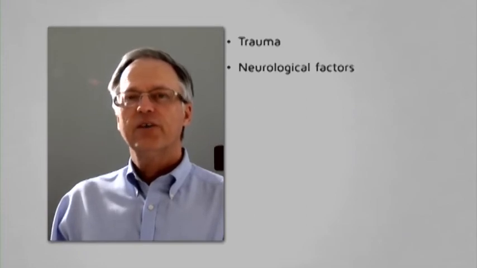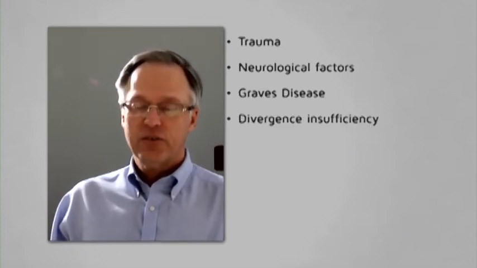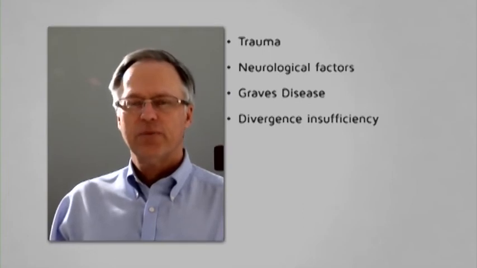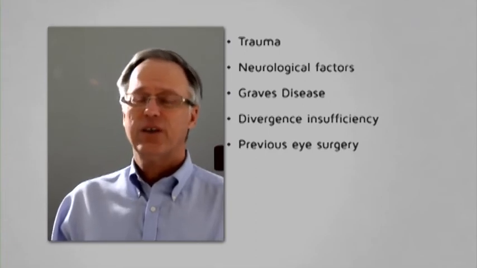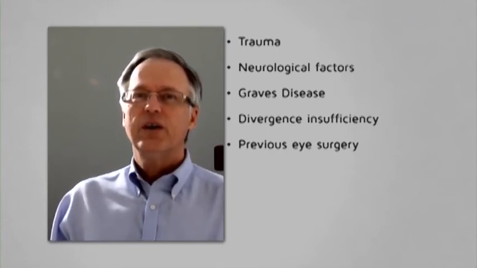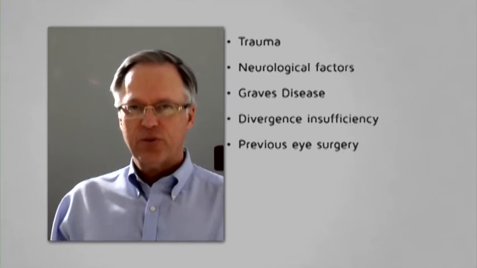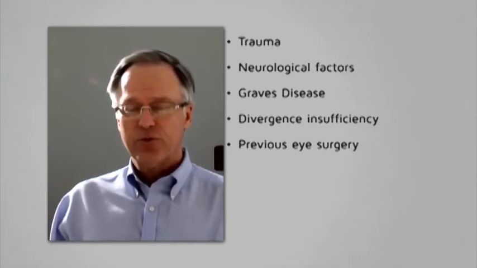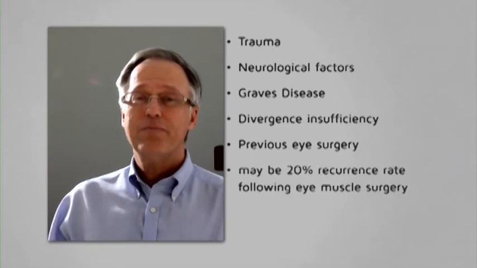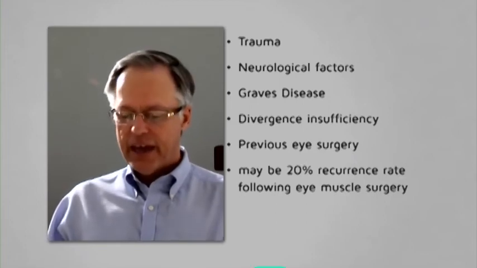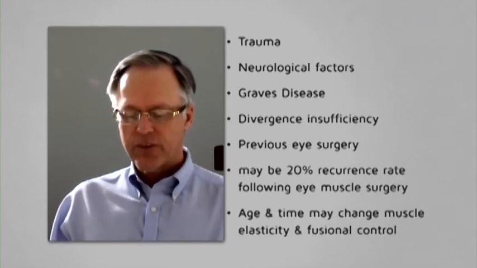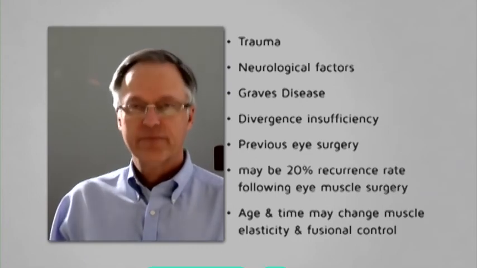Adult strabismus can be caused by trauma, neurological factors, Graves' disease, divergence insufficiency, especially in elderly women who complain of diplopia when driving but not when reading, previous eye surgery, either glaucoma surgery, cataract surgery, or retinal detachment surgery, and previous eye muscle surgery. And in the eye muscle surgery, there may be a 20% recurrence rate over the years and decades that follow the eye muscle surgery. And finally, age and time may cause a change in muscle elasticity and fusional control.